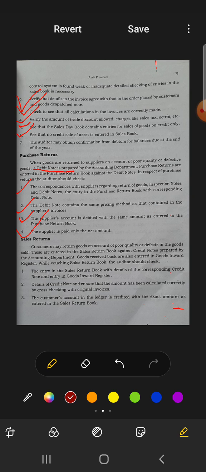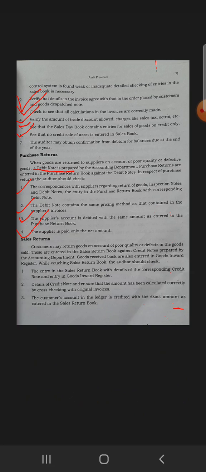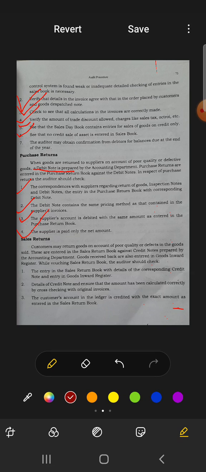One, the correspondence with the suppliers regarding the return of the goods. Second, the debit note, and the auditor checks the debit note contains the same pricing method contained in the supplier's invoice. Third, the auditor checks the same amount is debited in the supplier's account and entered in the purchase return book. And fourth, the auditor checks the supplier is paid only the net amount. Otherwise, it is improper. The supplier should be paid only the net amount.